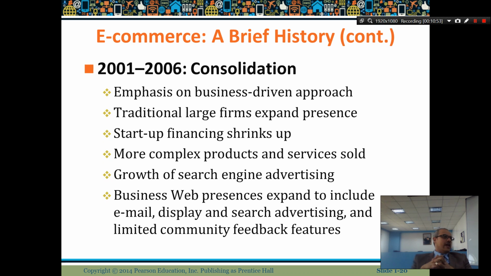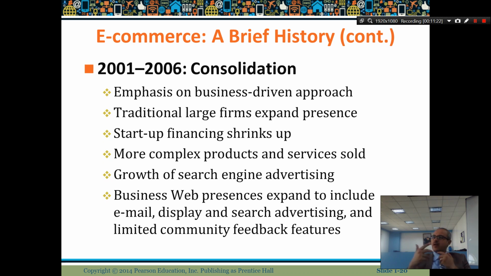And it can be for anything. It can be for translation, it can be for writing, it can be for design, it can be for programming, it can be for accounting, it can be for data entry. So we started to see these types of more complex services. It's not an easy type, but it's more complex. Growth of search engine advertising, business web presence expand to include email, displays, search advertising, limited community feedback features.